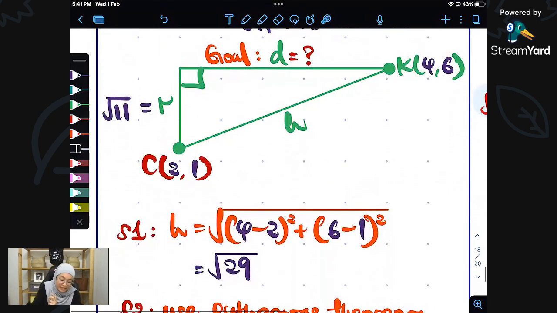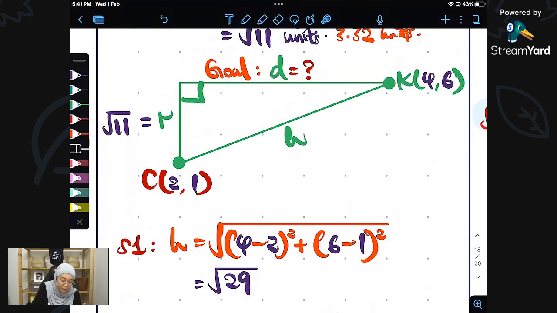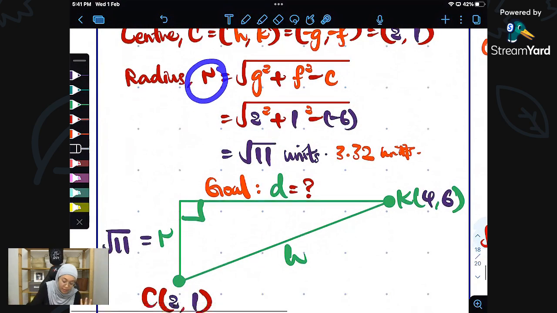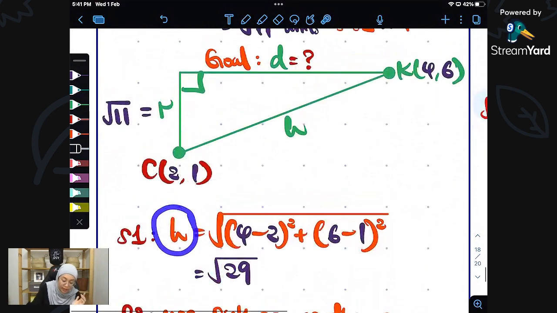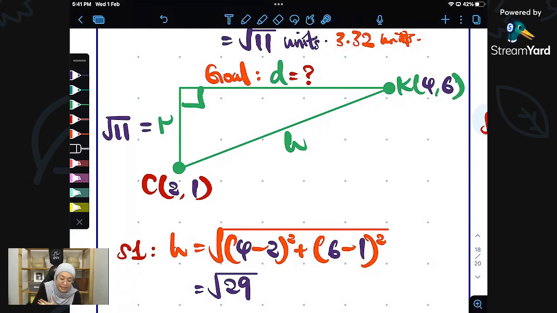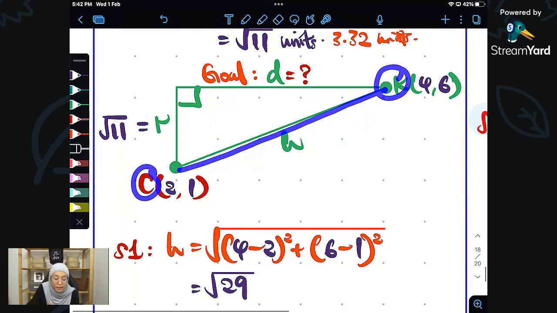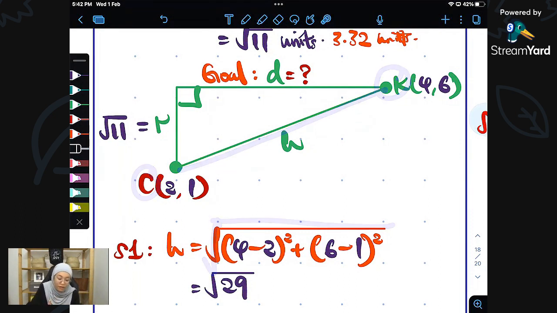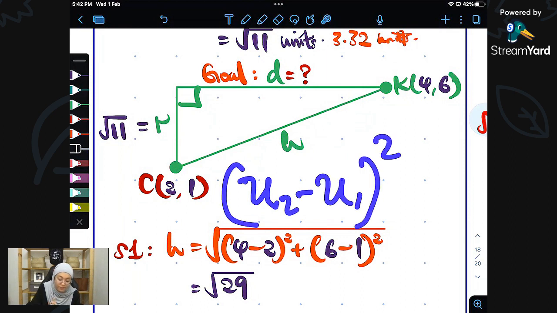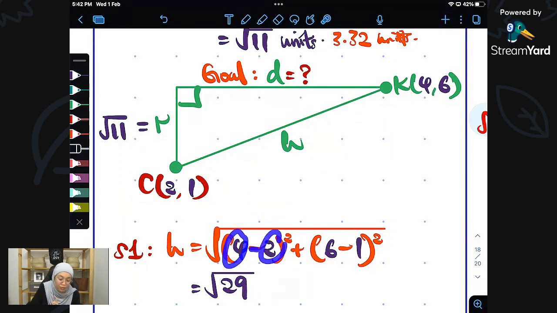So now, after we find the radius, we can find our h, which is the distance from point K to point C. The distance from point K to point C is found just by using a formula. The formula is the square root of x2 minus x1, the whole thing squared. That's why I put here 4 minus 2, the whole thing squared.